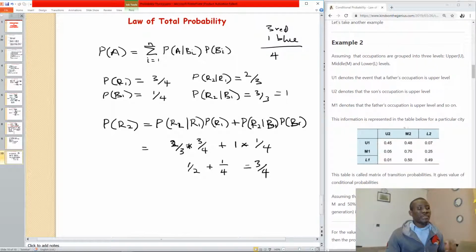Okay, so I'll basically allow you to play around with this, but maybe I can give you an assignment. Calculate the probability of B2. So calculate the probability that the second ball is blue. For this assignment, leave the answer in the comment box below, and in the next tutorial we will look at this example 2 and see how it goes.